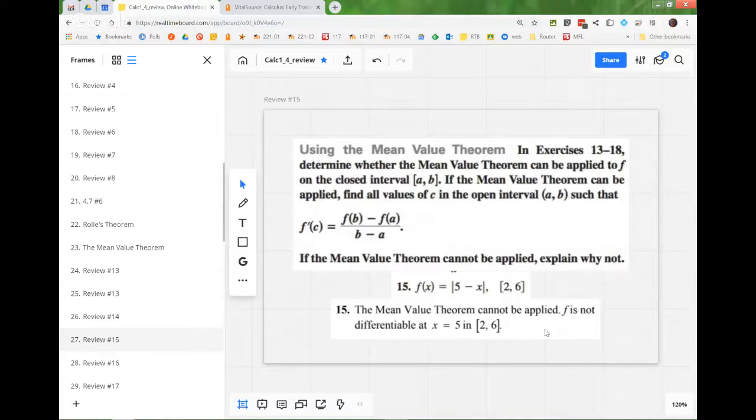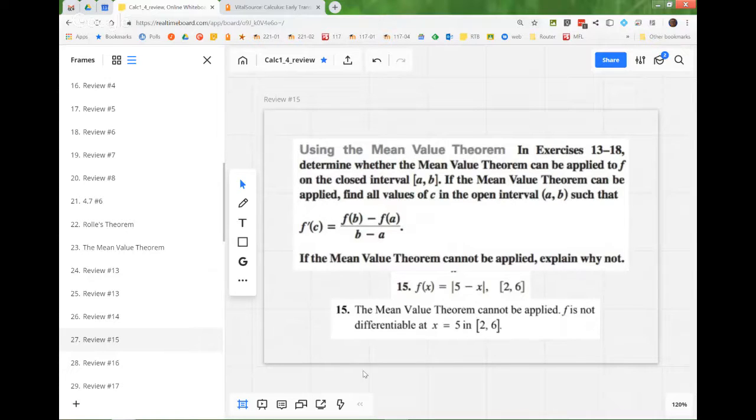And the reason? It's an absolute value. If you think about it, the absolute value graph has a cusp in it, and the cusp is at 5, right? Because if you plug in a 5 for x, that's going to give you a 0, and that's where the cusp is. And 5 is somewhere in the interval between 2 and 6. So the problem is this one is not differentiable at all points between 2 and 6. And so that one could not be done.